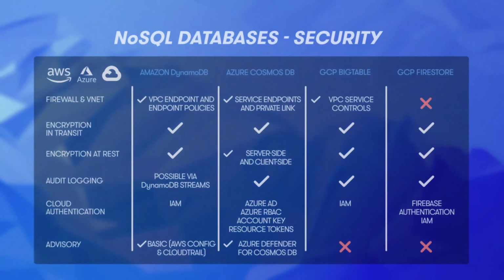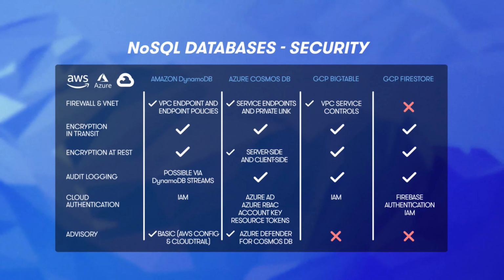The security story is pretty consistent with what we saw for the SQL databases, with good coverage across the services and one surprising omission with no firewall or VNet support with Firestore. Although Firestore has some powerful authentication capabilities for web and mobile apps via Firebase authentication and Cloud Firestore security rules. CosmoDB provides a range of different mechanisms to authenticate, which gives it a lot of flexibility, and it also has comprehensive security advisory via Azure Defender.